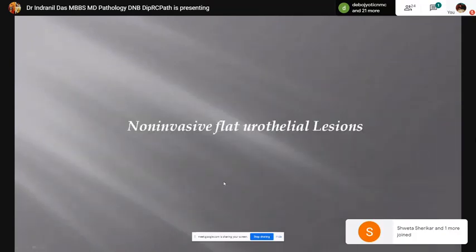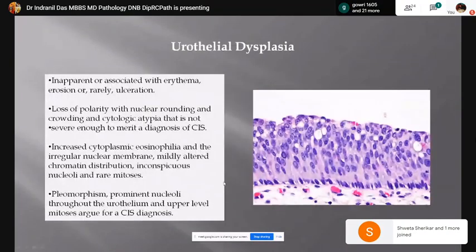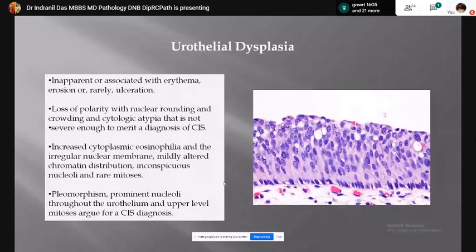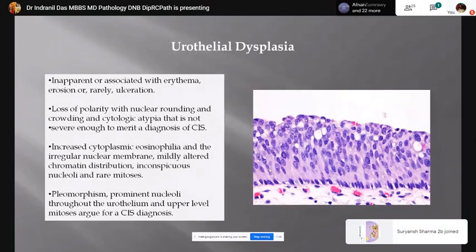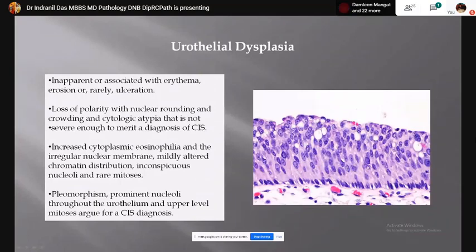Now, non-invasive flat urothelial lesions. First, we will discuss urothelial dysplasia. Macroscopically, this lesion may appear insignificant, or as erythema or erosion, or rarely they may present as ulceration. There is marked loss of polarity. That means the linear arrangement of the cells is lost, and there is increased cytoplasmic eosinophilia. The nuclear membrane is irregular. The nucleoli are not conspicuous, though the nuclear membrane irregularity is evident.